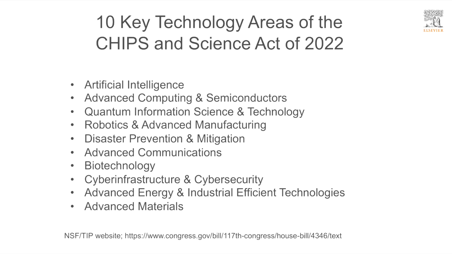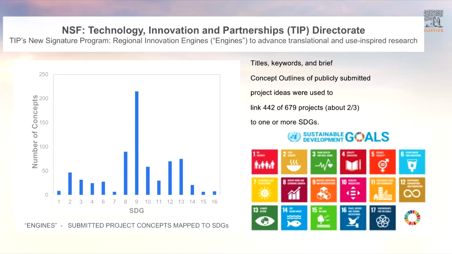And so the examples that you see from the 10 KTAs include artificial intelligence, quantum information science and technology, biotech, advanced materials. Another feature of the legislation was that it created, for the first time in more than 30 years, a new directorate at the US National Science Foundation. Historically, NSF has supported basic research. That's been its objective. But this particular directorate is different. It's called TIP, for Technology, Innovation, and Partnerships. And it's really focused on translational research and use-inspired research.